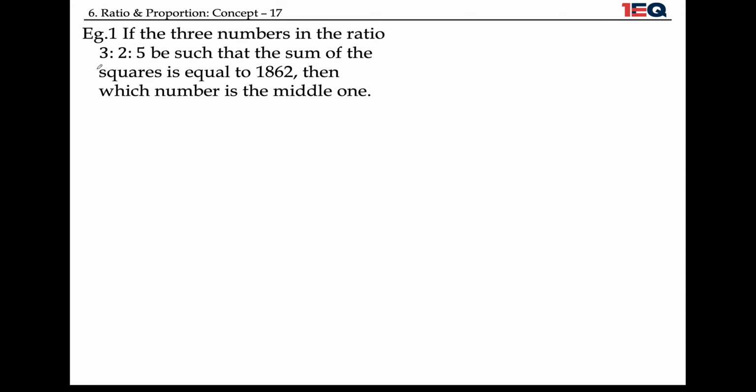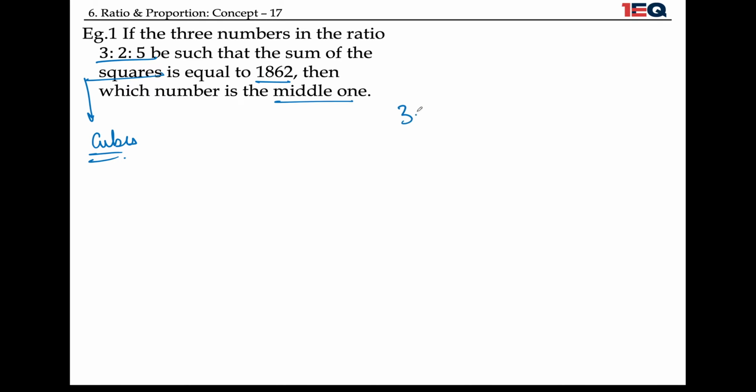There are three numbers in the ratio 3 is to 2 is to 5. It says that the sum of the squares, this could have been cubes as well. Don't shy away from the fact that this could be cubes as well. When cubes come, need not worry, it's easy. I would rather say it is easier. 3 is to 2 is to 5. The sum of the squares is equal to 1862. Which number is the middle one?